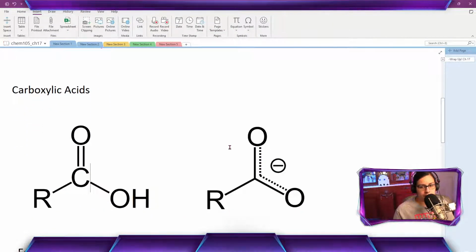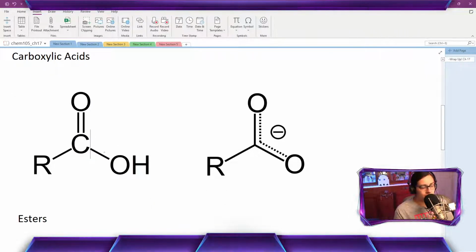So let's look at carboxylic acids and esters. This is a general carboxylic acid group, and they are considered acidic because of this proton here. This proton can be deprotonated, and so now we have our carboxylate anion. And what makes these carboxylic acids favorable?